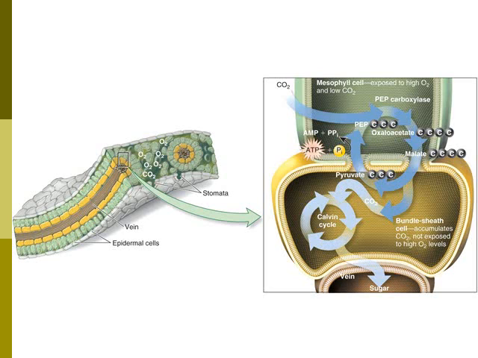So we're just separating our carbon dioxide into different types of cells, and that's going to keep the oxygen out of our bundle sheath cell, so that we're not going to have that photorespiration process, that thing that we don't want to happen.